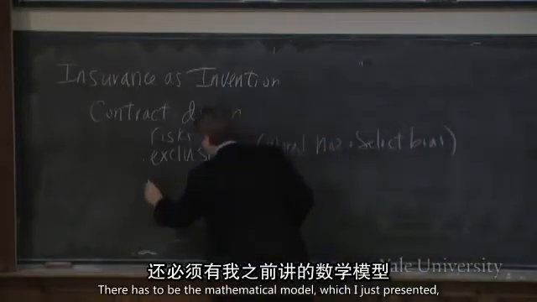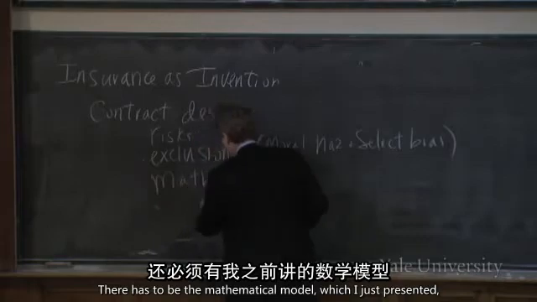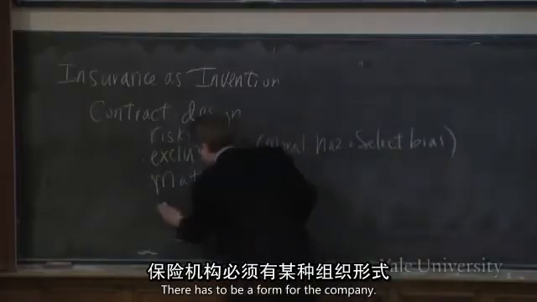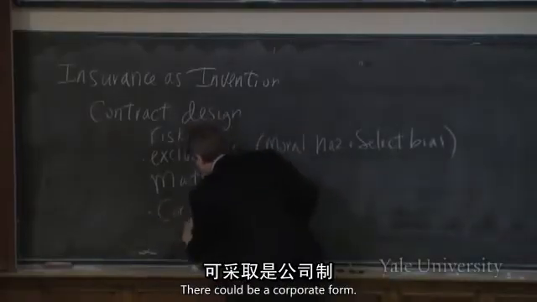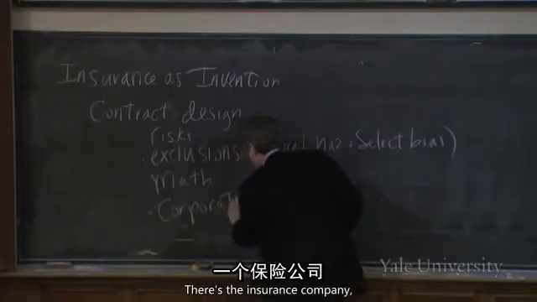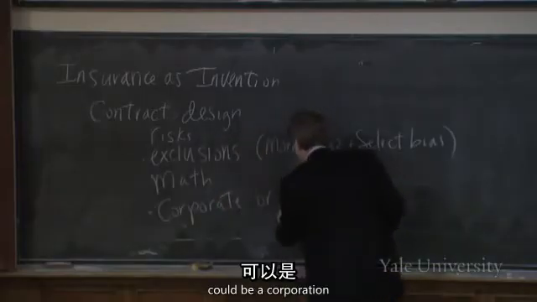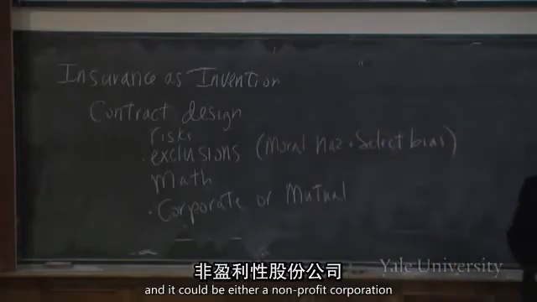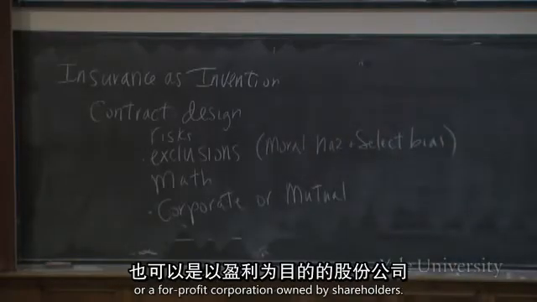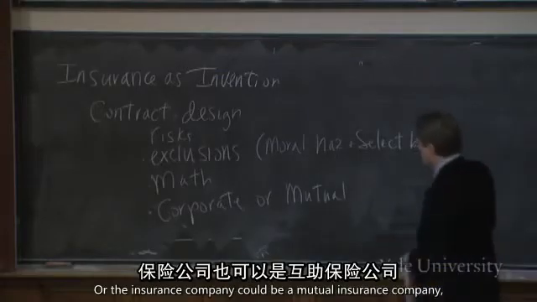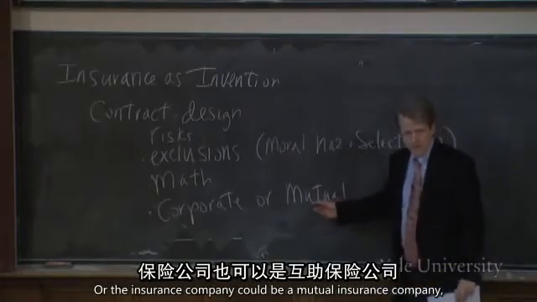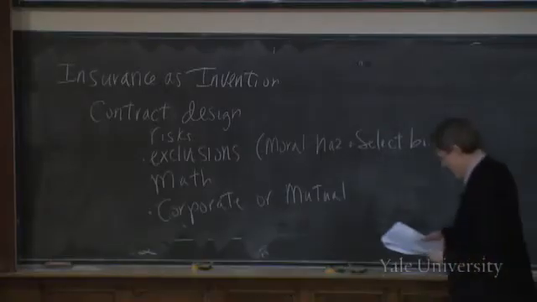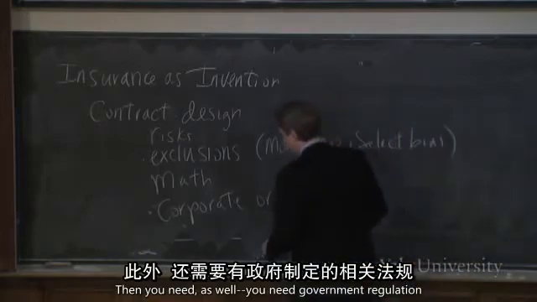There has to be the mathematical model, which I just presented, but it may be more complicated. There has to be a form for the company. There could be a corporate form. That is the insurance company. Could be a corporation, and it could be either a non-profit corporation or a for-profit corporation owned by shareholders. Or the insurance company could be a mutual insurance company, in which case the insurance company is owned by the insured.